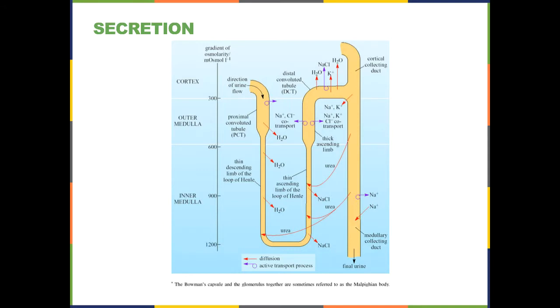Now the third point is in the distal convoluted tubule, and I've got a little circle there. And what you can see is that there's active secretion at this point, of various electrolytes as well as water.